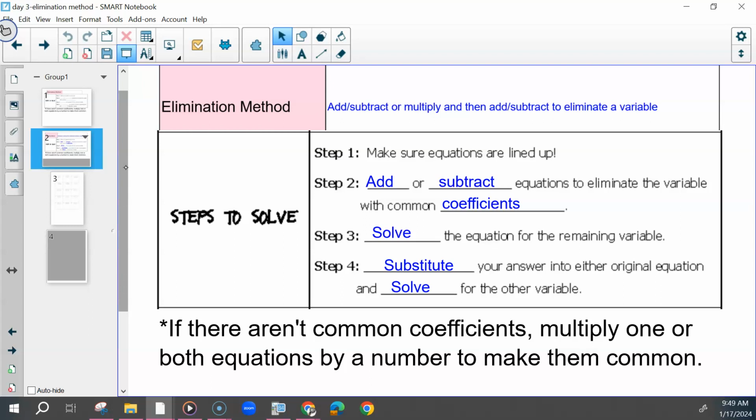So the last couple steps of elimination is very similar to substitution, but the first 2 are different. If there aren't common coefficients, you multiply one or both equations by a number to make them common. I'll explain what that means here.